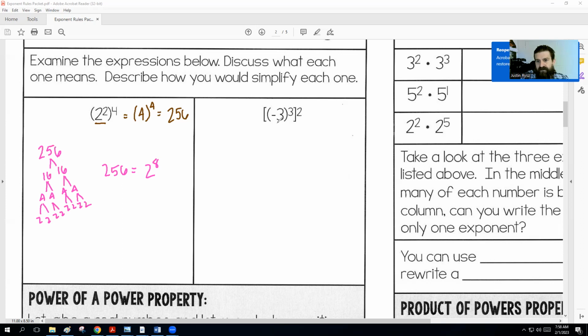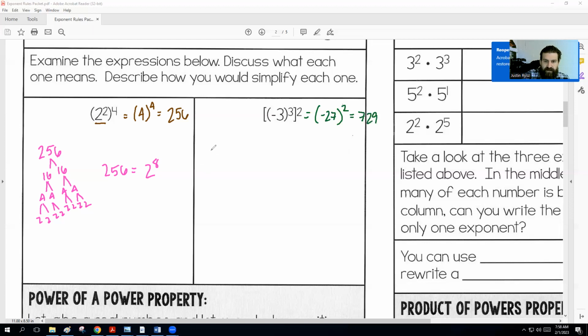All right. So if we got -3 to the 3rd power, and then we're going to square that. -3 to the 3rd power would be -3 times -3 times -3. And that would be -27. And then if we square -27, meaning we're going to do -27 times -27, we get +729.